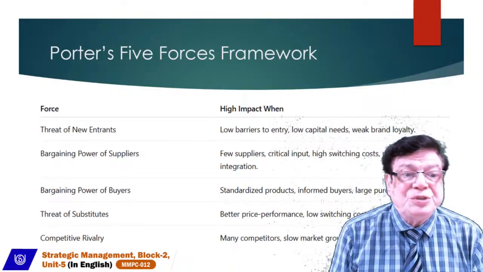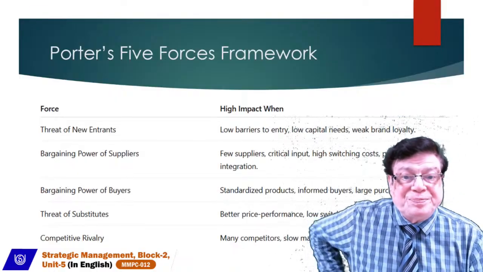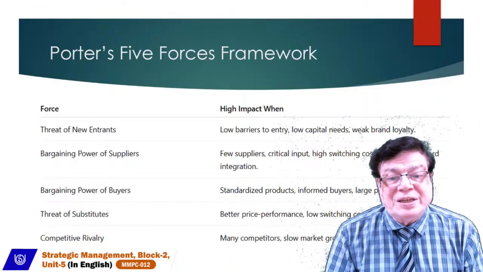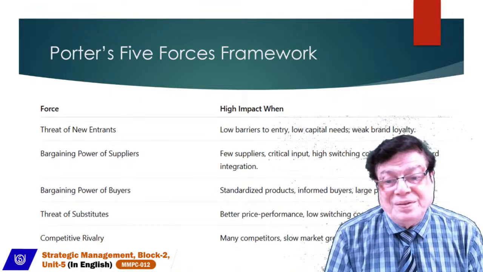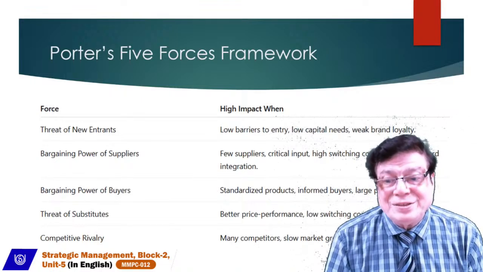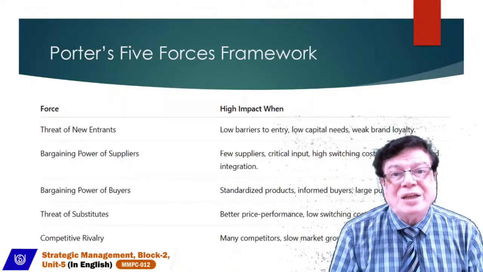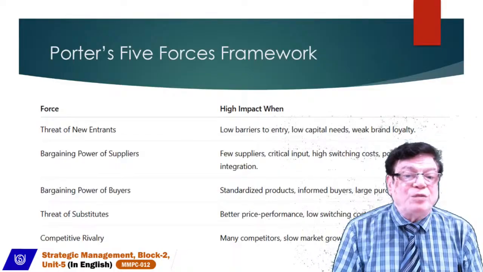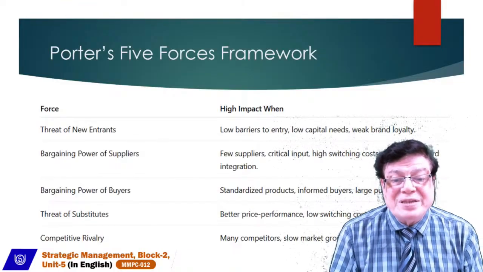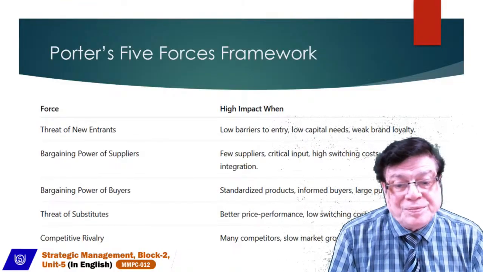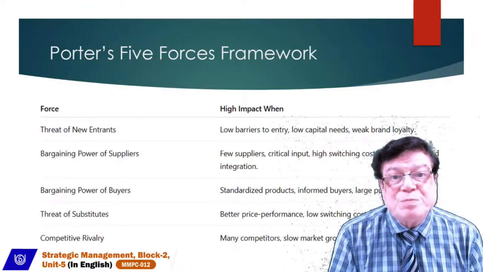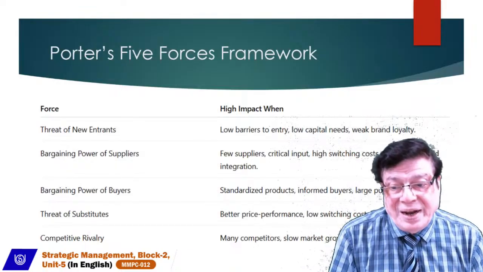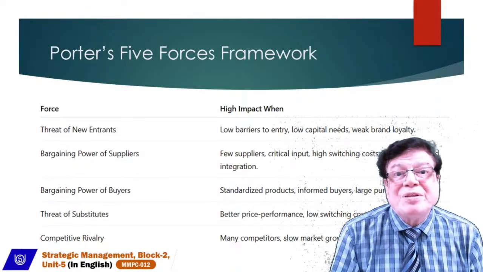The next force is bargaining power of buyers. Its impact is high when there are standardized products, informed buyers, and large purchase volume. The next force is threat of substitutes. Its impact is high when there is better price performance, low switching cost, and high acceptability.